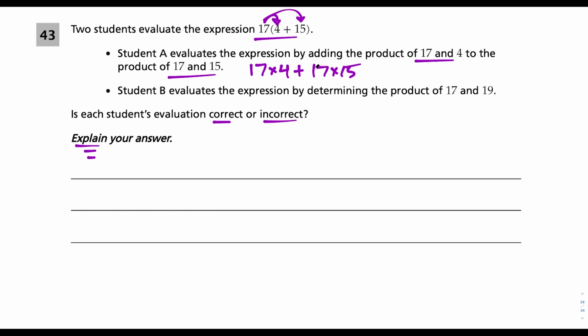Student B evaluated by determining the product of 17 and 19. So what they did was they used order of operations here. They used PEMDAS. Remember the mnemonic, please excuse my dear Aunt Sally. They did the operation inside the parentheses first, and then they chose to multiply. 4 plus 15 gives us 19. So both students are correct. Student A is correct because of the distributive property, and student B is correct because they followed order of operations.